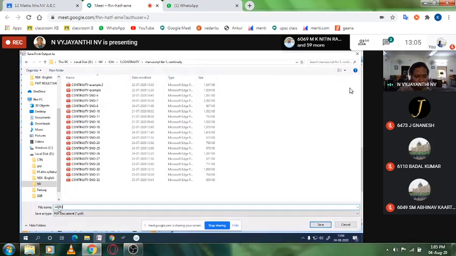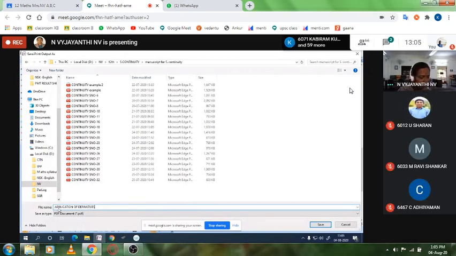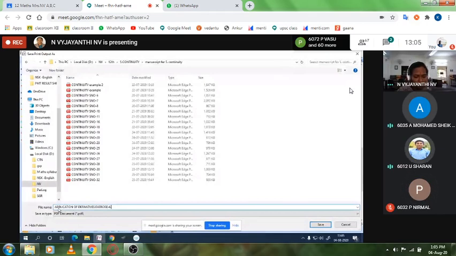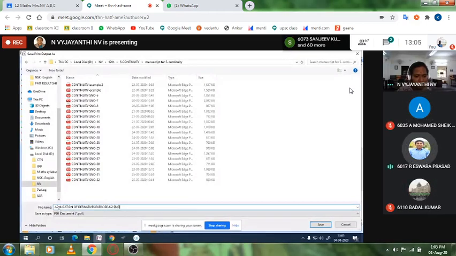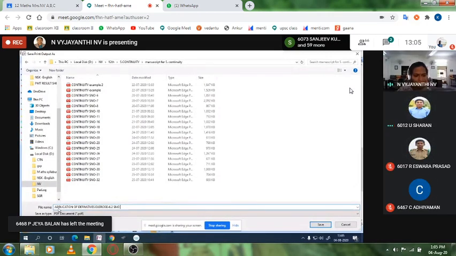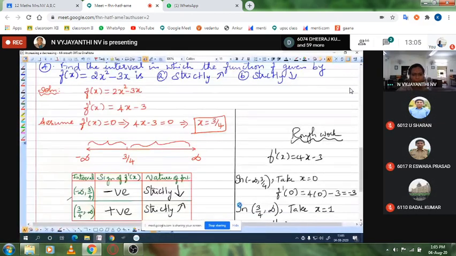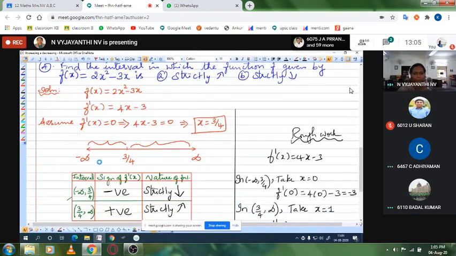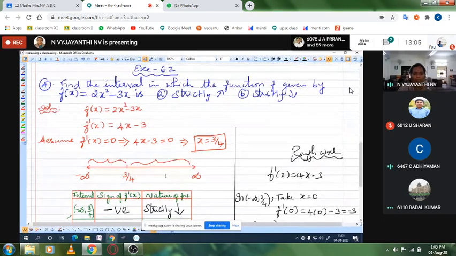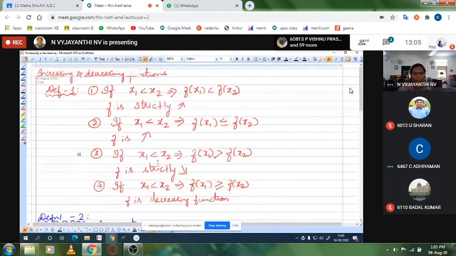What is the chapter name? Application of derivatives. Exercise 6.2, fourth sum. Okay, I'll send you this one today. You all have to copy it in your notebook with the concept which we have made.